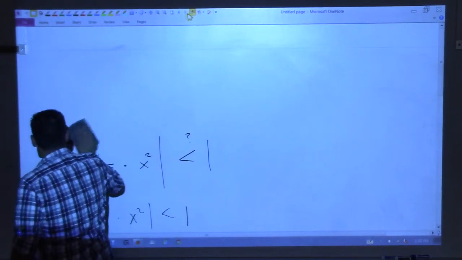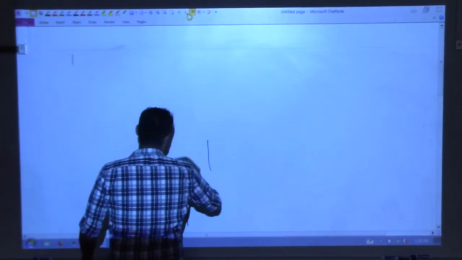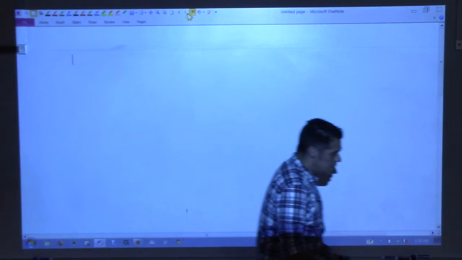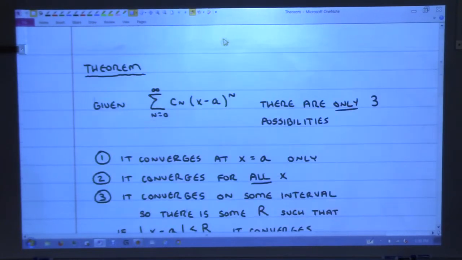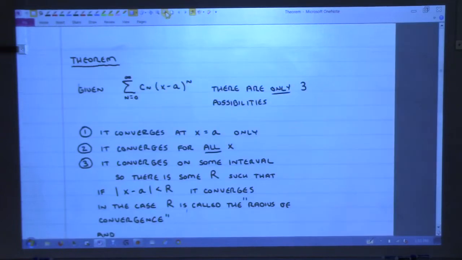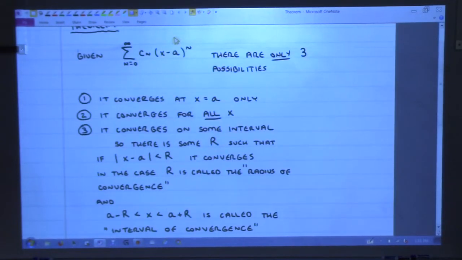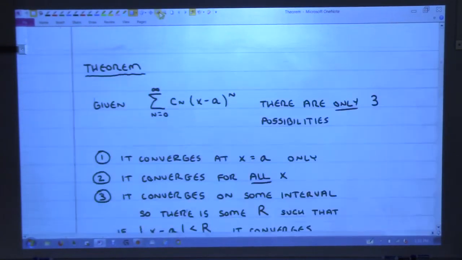This brings us to our next kind of note for today. I don't want to do another example. This is a very important theorem. And here's what it says. I'll go slow here. This is all in the book too, so you don't need to necessarily copy this all down.